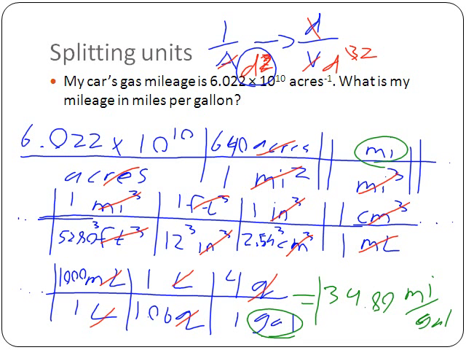And so I get pretty good gas mileage in my car. 34.89 miles per gallon would be my gas mileage. Or if I just wanted to mess with people, I could say it's 6.022 times 10 to the 10th inverse acres, because those two values are the same thing. And so that's how you would go about splitting units in a case like that.